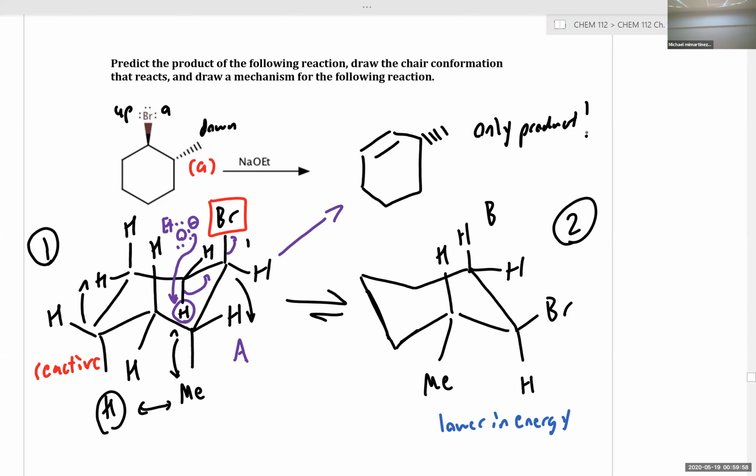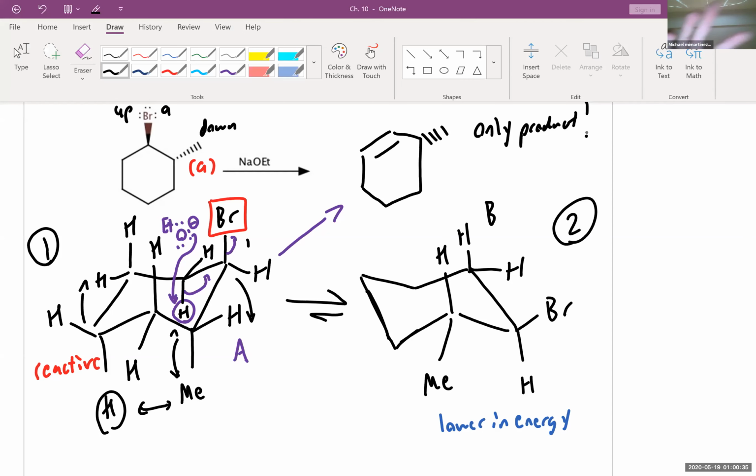Does that make sense to everyone? Okay, so just to show this with the model kit, our bromine is axial. The hydrogen attached to the methyl is equatorial. We only have a diaxial hydrogen on our adjacent methylene group. So we can only have reaction on the left-hand side. Does that make sense to everyone? Okay, perfect. So let's keep continuing on.